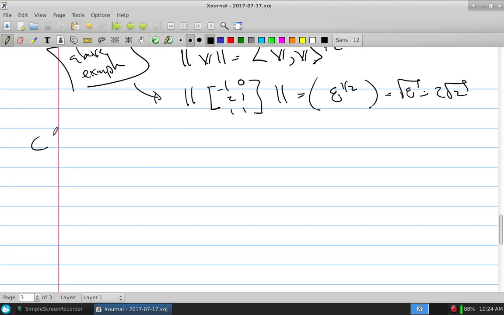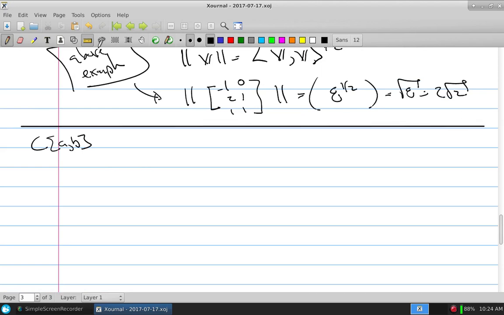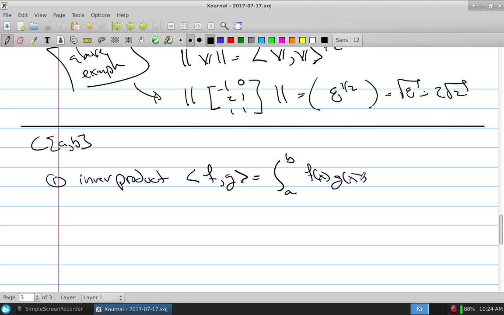The typical continuous functional inner product would be a non-weighted inner product. What are the normal symbols that you use for functions? Instead of X's and Y's and V's and W's, what do we normally use? F and G. So for F and G, the typical inner product used is the definite integral from A to B of F of X, G of X, DX.